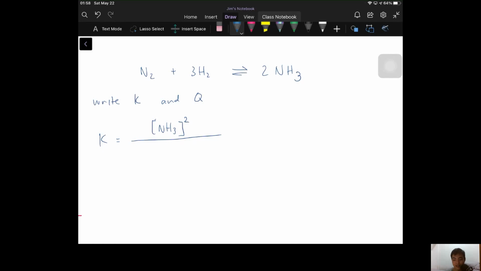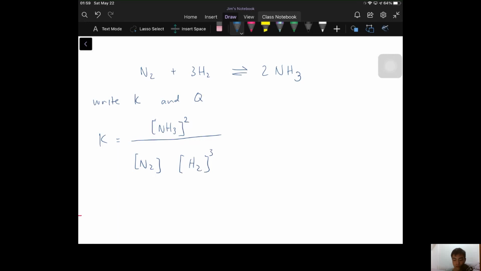How about the reactant? Yung nasa baba. So we have nitrogen gas. Ang coefficient niya ay 1. So no need to write exponent 1. Okay. And then you have hydrogen gas. And it has a coefficient of 3. So gawin mong cube yan. Okay. So these two are multiplied. Ha? Take note of that. These two are multiplied. Okay. So that's how you write the K.